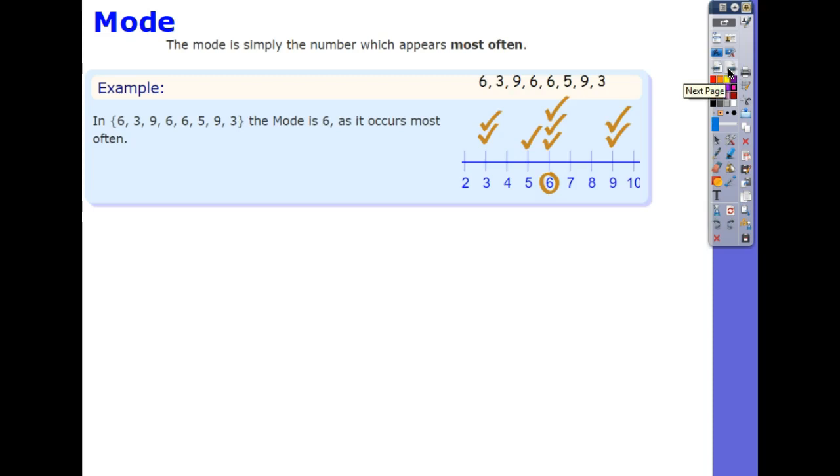And the mode is the most often occurring number. If we have this list of numbers right here, the number that happened the most often is the mode.